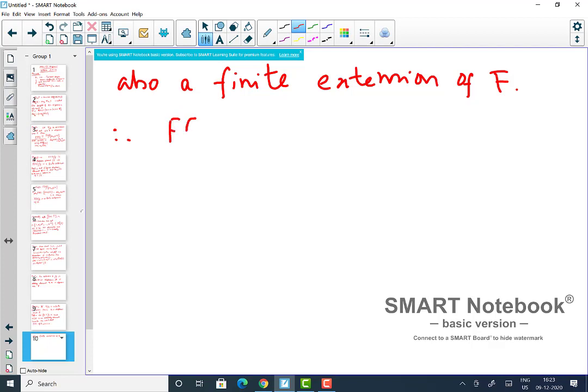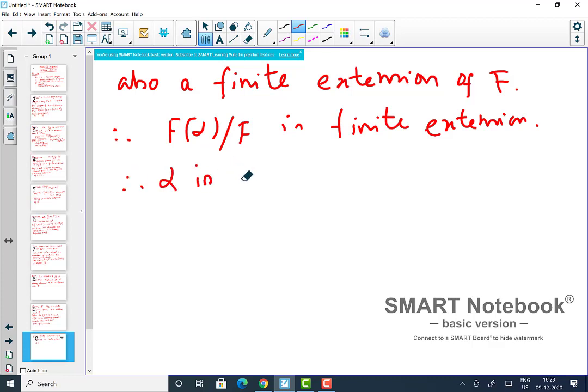So you just proved that F(alpha) over F is a finite extension. When I say finite, I mean finite extension. So alpha is algebraic over F. This is the previous theorem we proved. So what does that mean? Every arbitrary element is algebraic over F. So thus K is an algebraic extension.